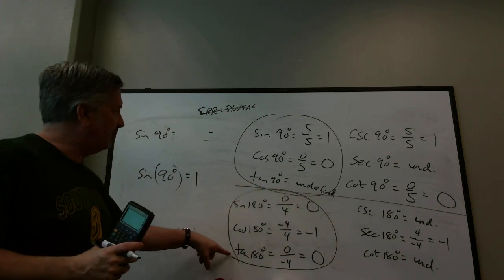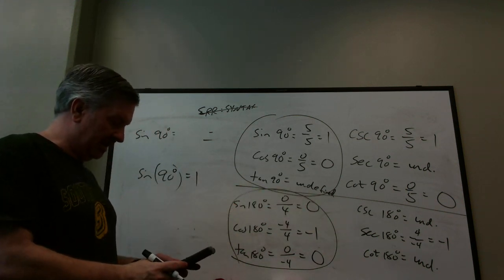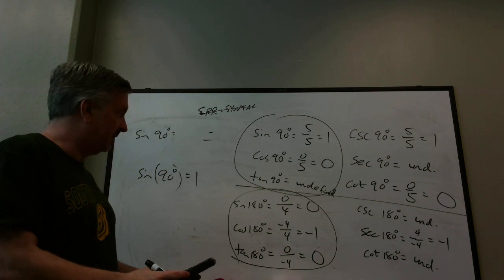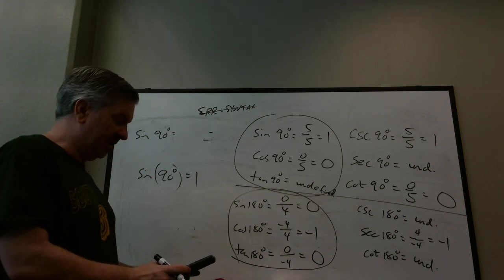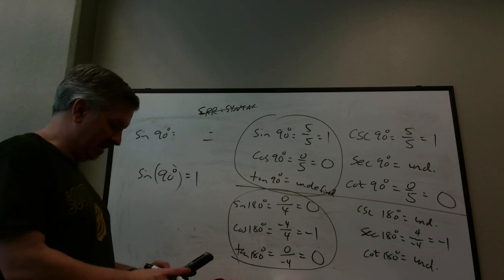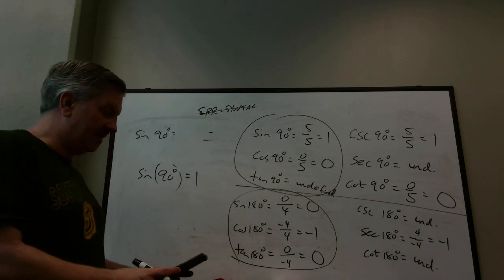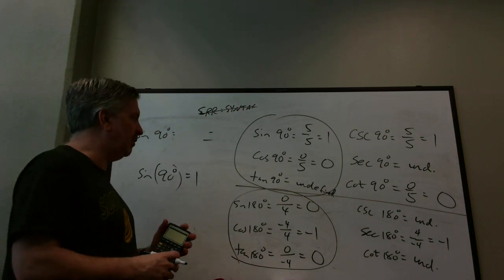Okay, now these, we don't have undefined. Let's do those quickly. Sine of 180 is 0. Cosine of 180 is -1. Tan of 180 is 0. Okay, so we know how to do those on the calculator.